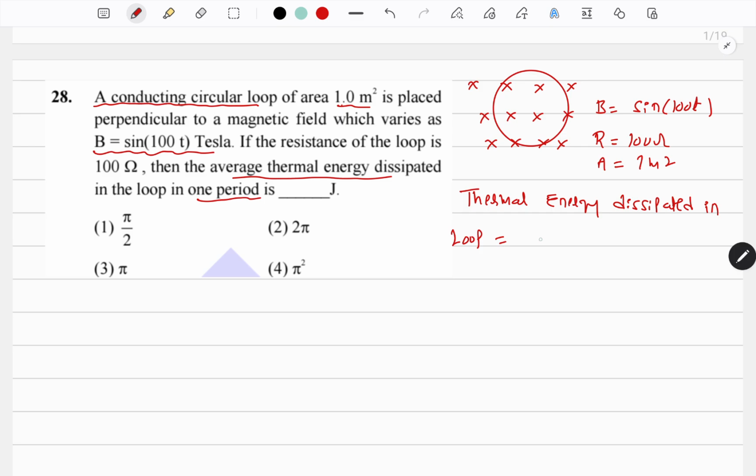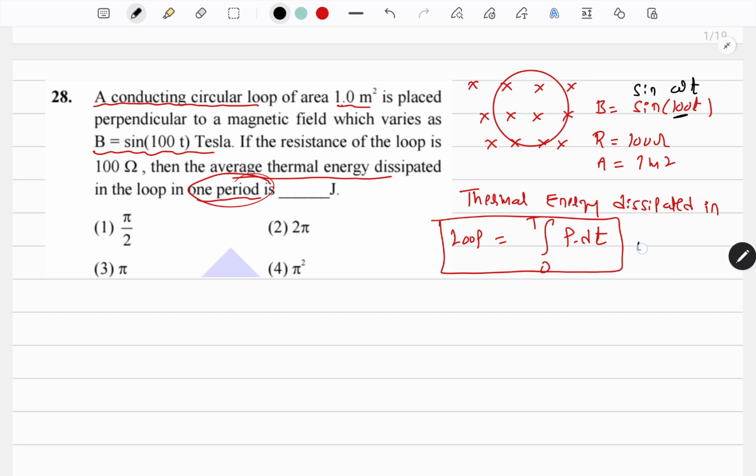The thermal energy dissipated in the loop in one time period is the integral from 0 to T of P dt. This is the formula. So now how do we calculate P and how do we calculate T? The format is sin omega t, where omega is 100.